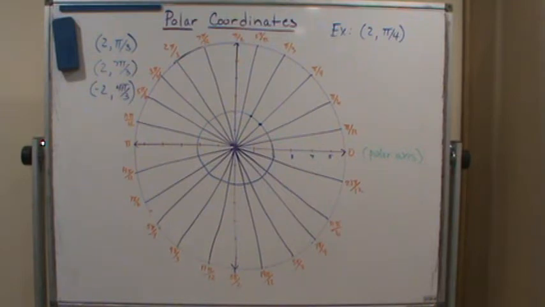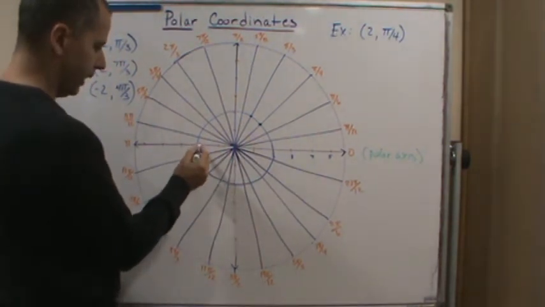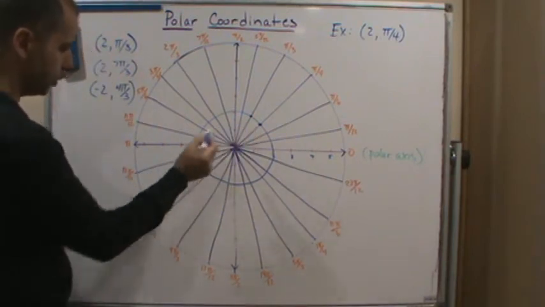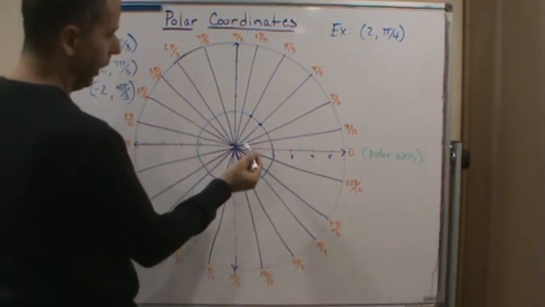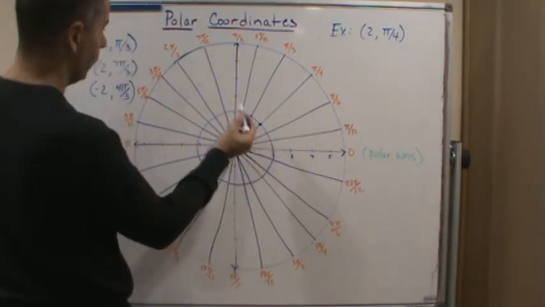-3, 2 pi over 3? So we're going to do -3, right? 2 pi over 3. Okay, well, let's see. We can do -3 and then 2 pi over 3. Well, where's that at? 2 pi over 3, well, we can go 2 pi over 3, which is right here.